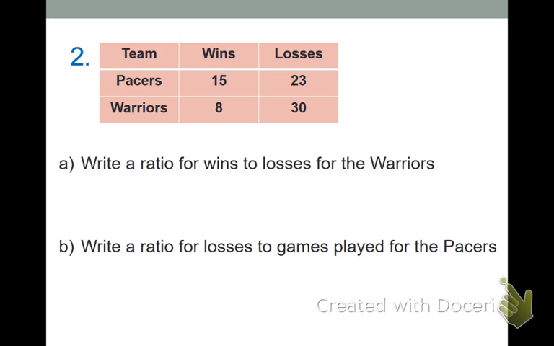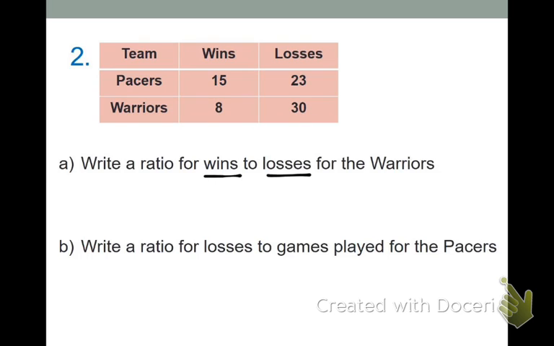We're going to do one more today. We're going to write some ratios for some of this chart. So I want you guys to go ahead and write this chart down. Take just a couple minutes to write down this slide. We've got a chart here about the Pacers and the Warriors. It shows you how many wins and losses they had in the games that they played. So the first one is asking us to write a ratio for the wins to losses for the Warriors. So make sure you're only looking at the Warriors. And remember, if I've asked you to do wins to losses, you're going to put the wins first and the losses second. So how many wins did the Warriors have?